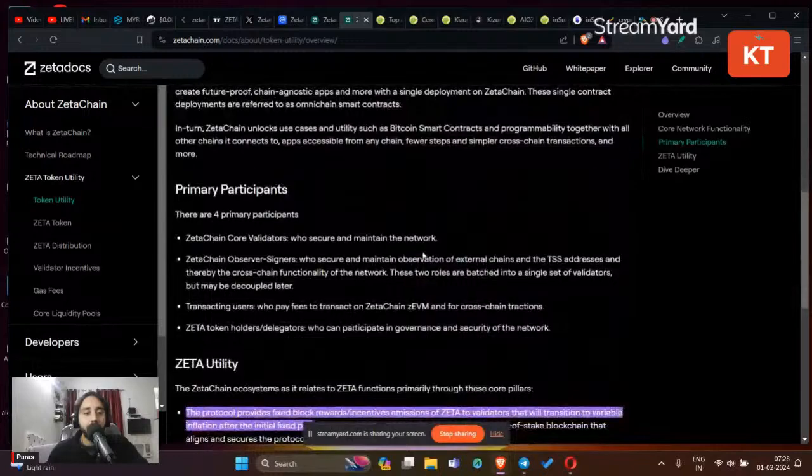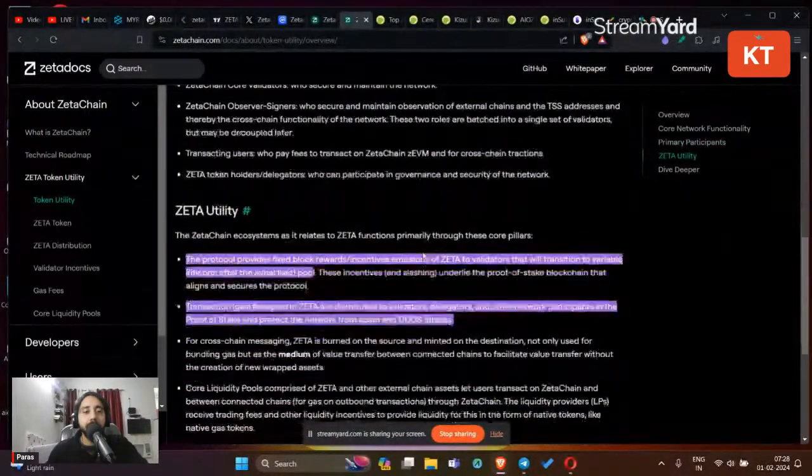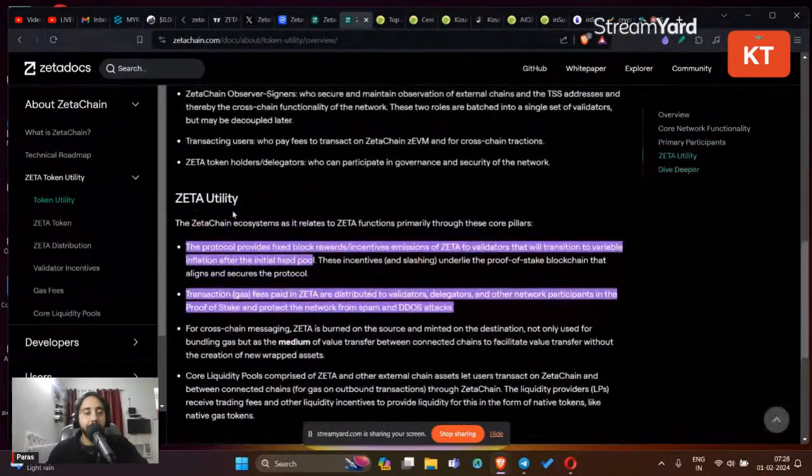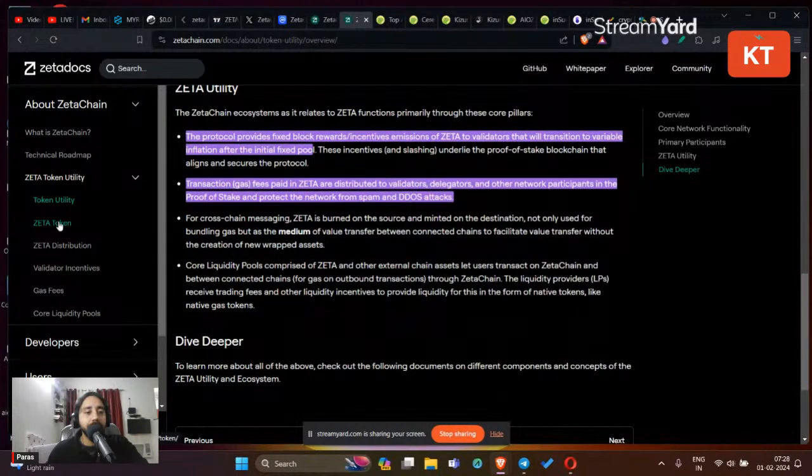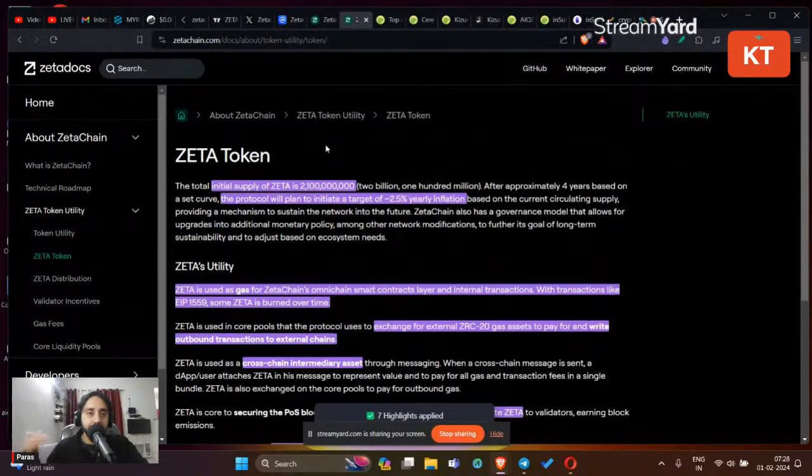So let's go down and read more about the utility. This page throws some light on the utility. Let me just look at it. The protocol provides fixed block rewards incentives. Of course, that is the incentive rewards. Then we have the transaction gas fee. But if you go down to the Zeta token, which is the main token, this is where the role of Zeta comes into play. So what is the Zeta token, which is about to go live in 1 hour from now?